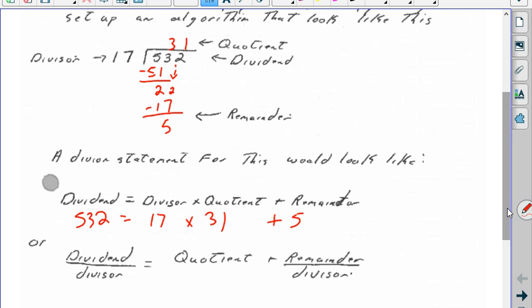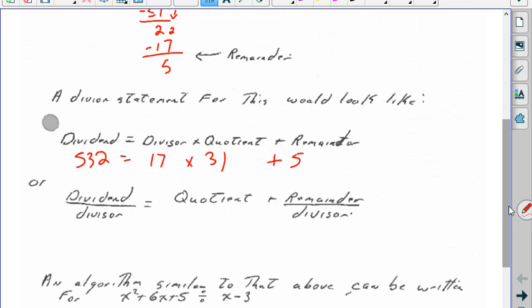So if we multiply 17 times 31, we'll get 527. Yep. And then add 5 to get your 532. We could also write this division statement as 532 divided by 17. That is equal to 31 plus a remainder of 5 over 17. So we could turn the 5 over 17 into a decimal if we wanted.